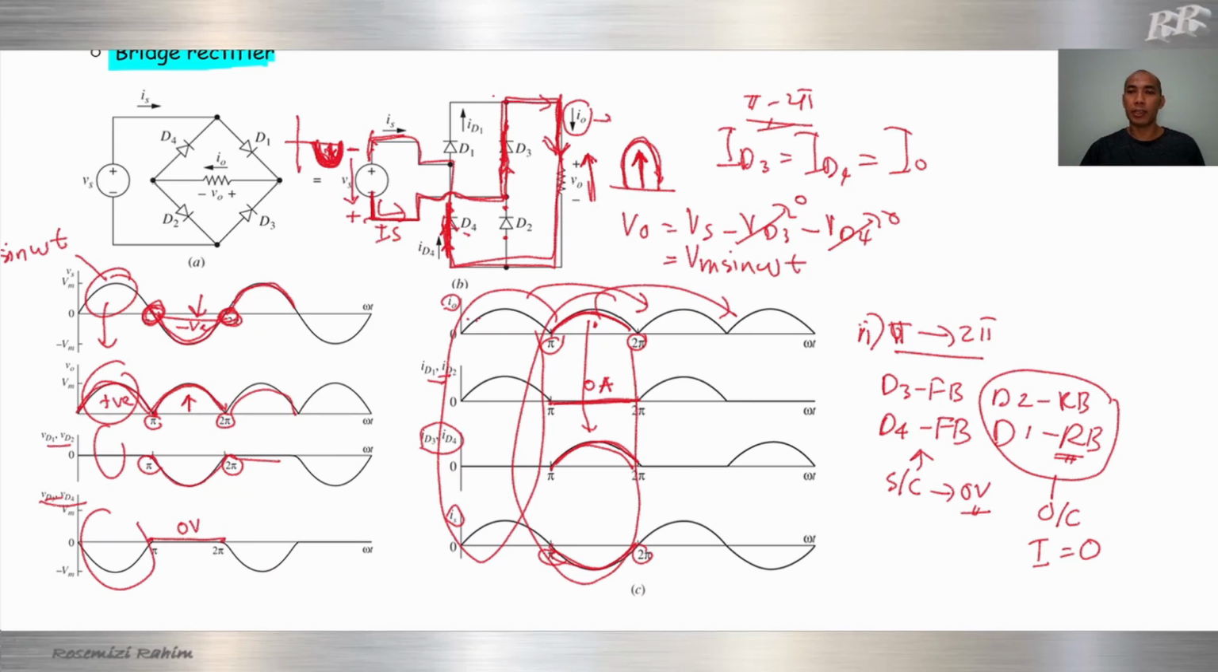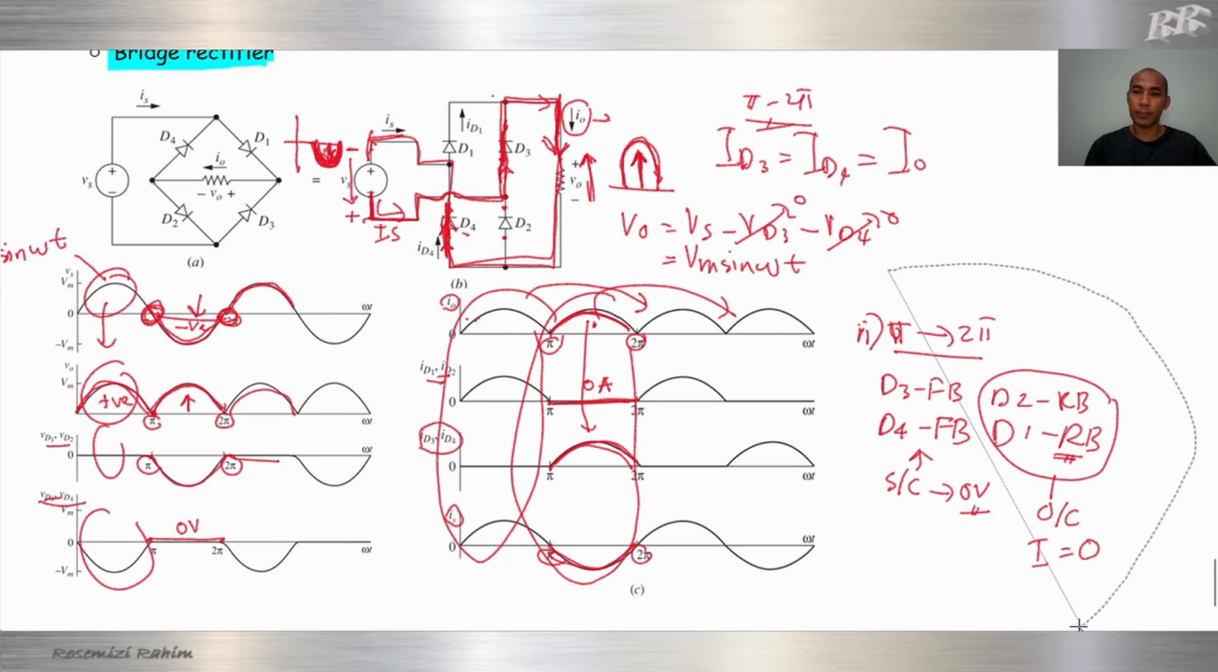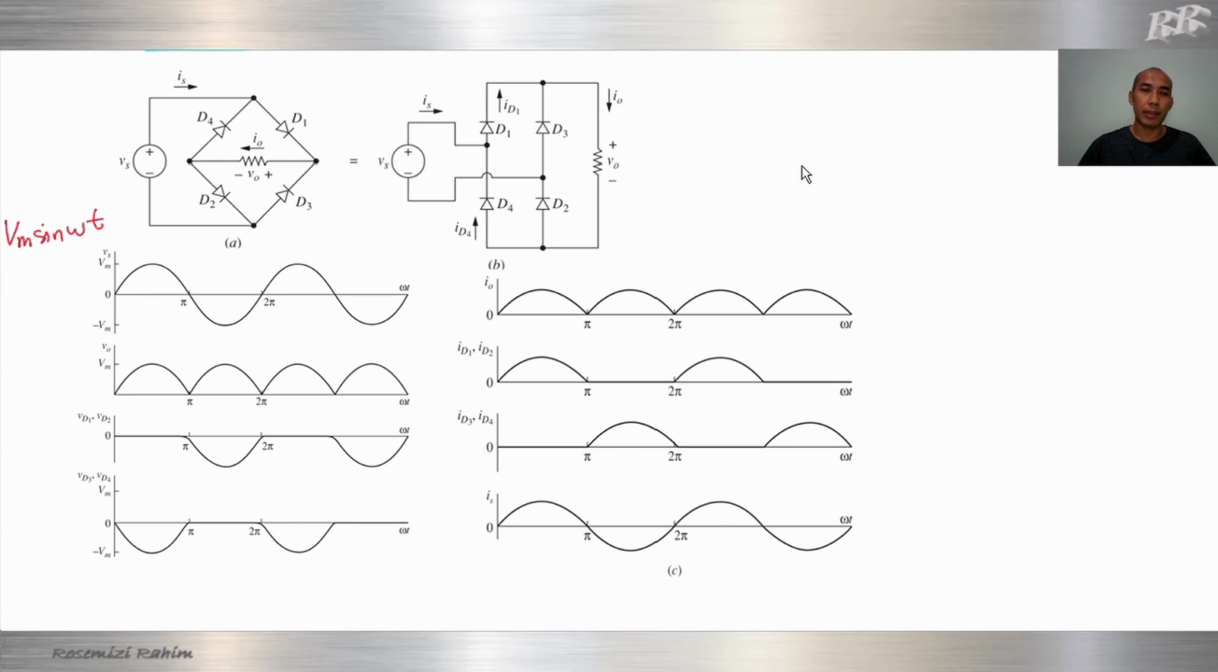So next we will study the related equations in the bridge rectifier. We know that the input is AC, output will be DC. This is the output here. So first we study the output DC voltage, which we call the average voltage.